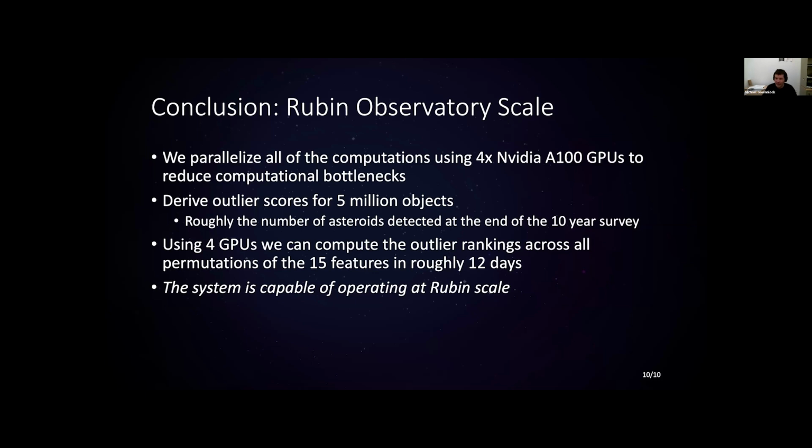We're making sure that we're able to keep up with that cadence of regenerating all the outlier scores. So we're mostly capable of operating at Rubin scale. We still have a little bit of optimization to do, but I'm confident that it will work at Rubin scale.